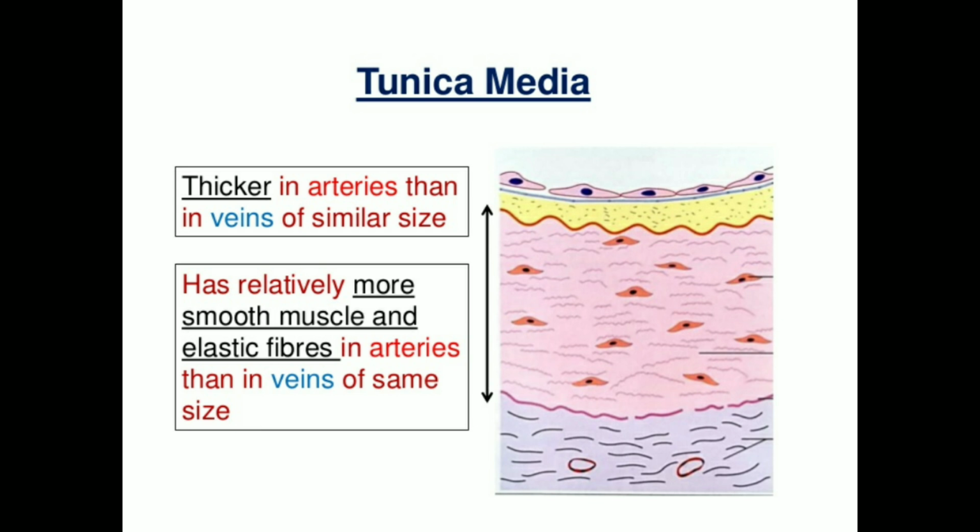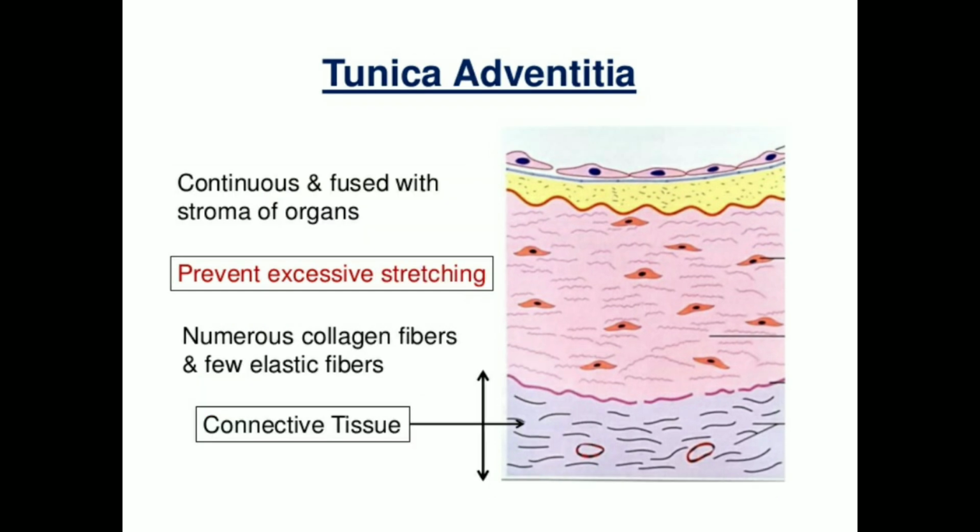Okay, this layer is thicker in arteries than in veins of similar size, and has relatively more smooth muscle and elastic fiber in arteries than in veins of the same size. I'll tell you what this is when I go to the elastic arteries and the large size veins. Just now know what the tunica media layer consists of.